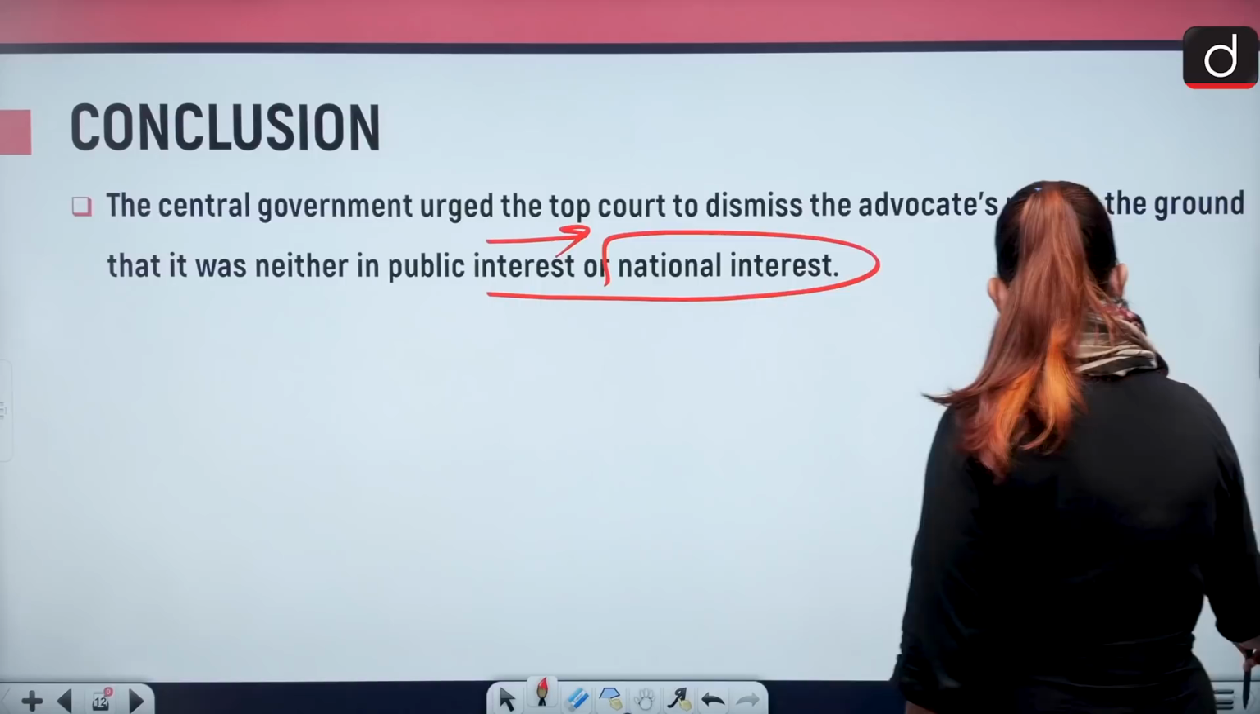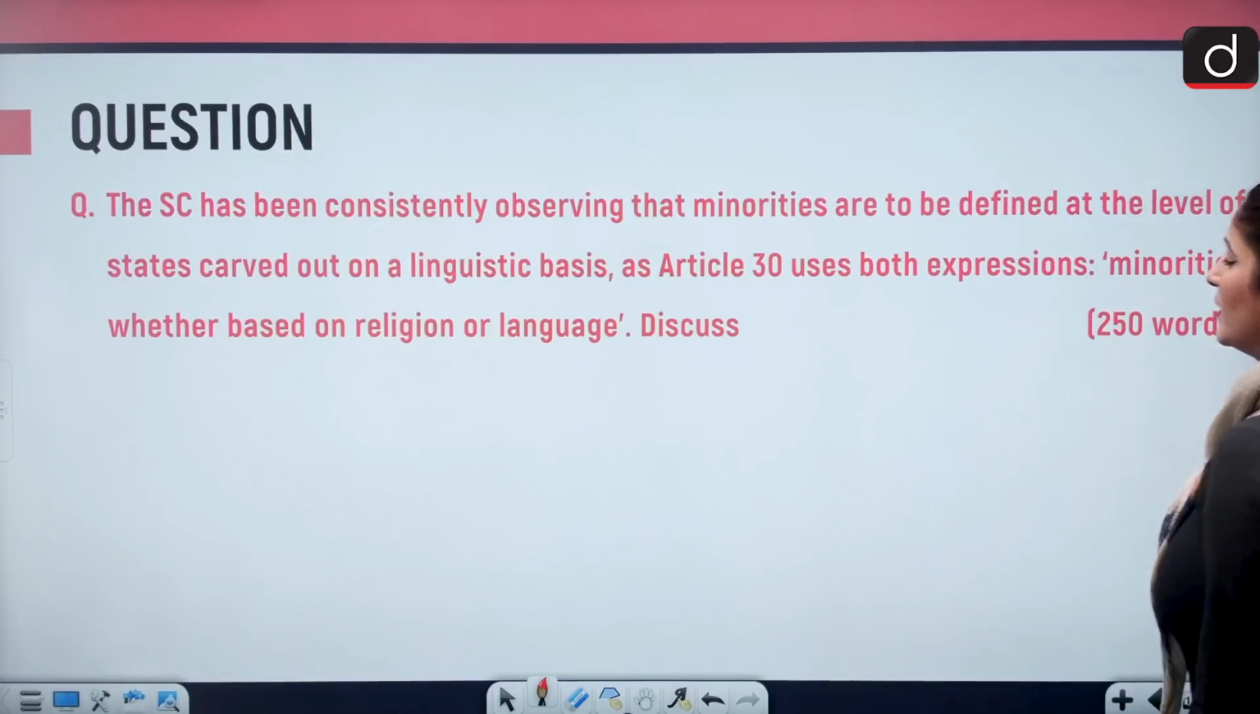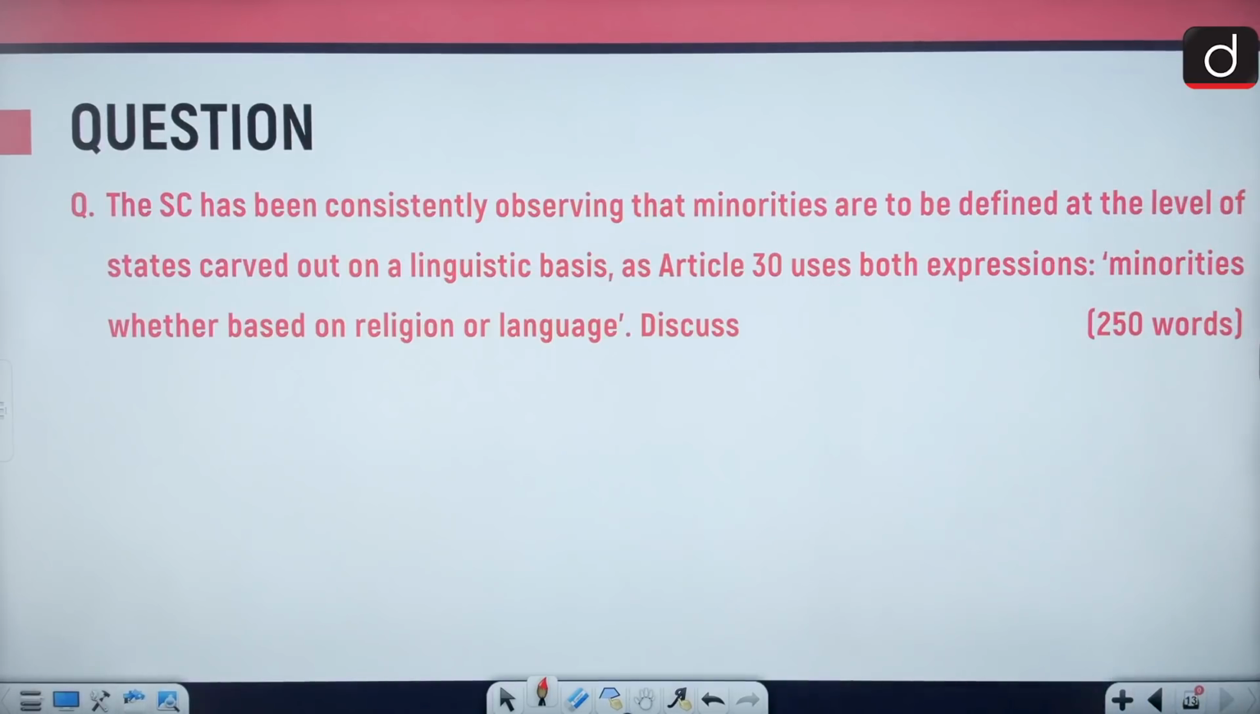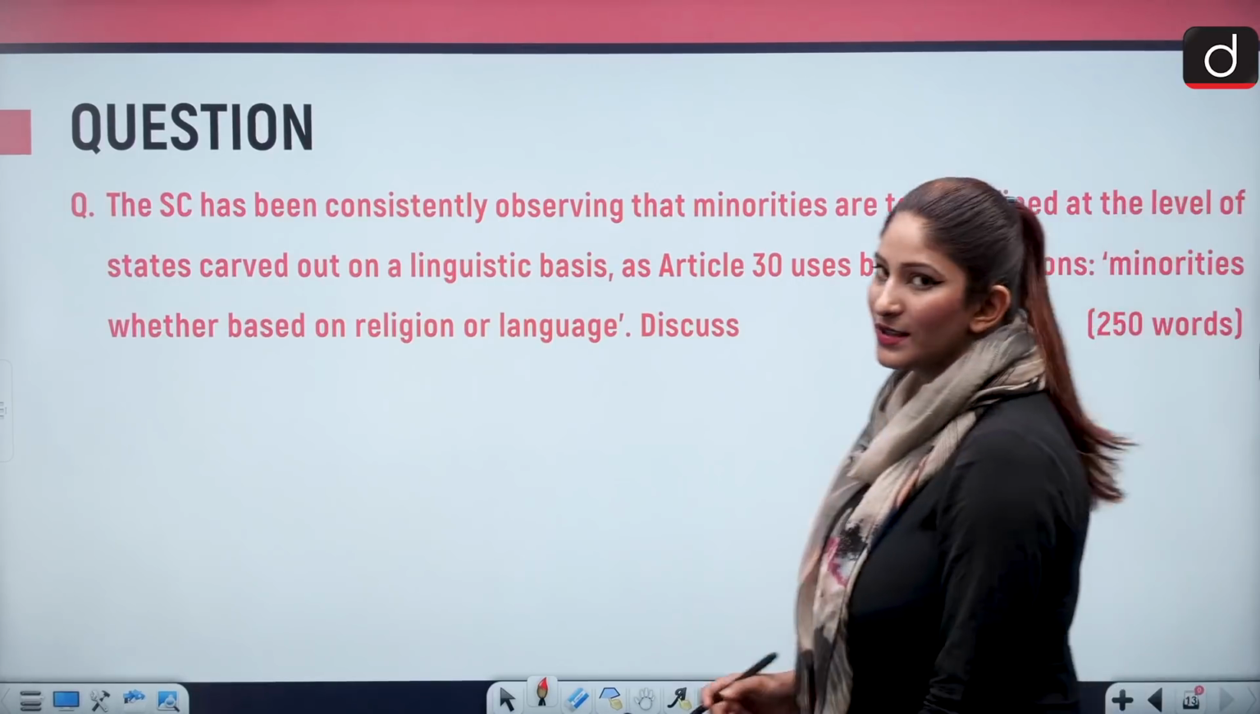Let's move forward and talk about our mains-based question. The Supreme Court has been consistently observing that minorities are to be defined at the level of states, carved out on a linguistic basis, as Article 30 uses both expressions, minorities, whether based on religion or language. You have to discuss this.